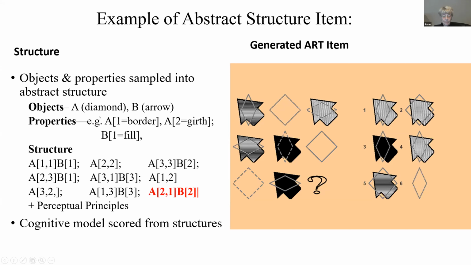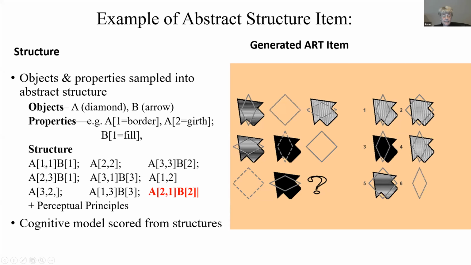I can sample all kinds of different objects for A. It doesn't have to be a diamond for A. It doesn't have to be an arrow for B. Can sample that, and also I can sample all kinds of properties. But what's important about the structure is how the properties are related.